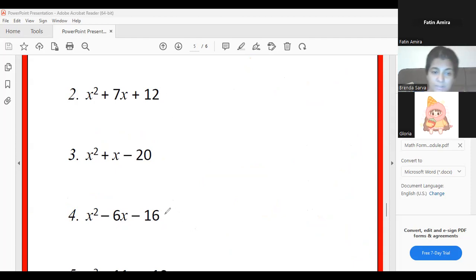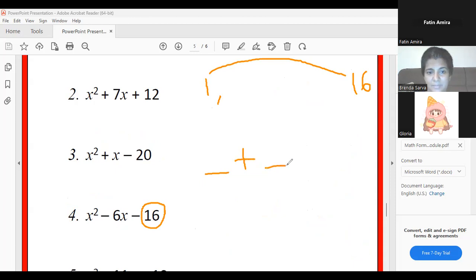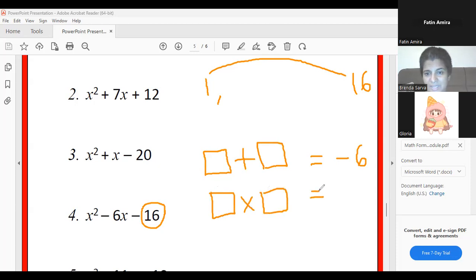So now think, what are the factors of 16? You can have 1, you can have 16. So 1 times 16, fine. Okay. So you must remember, something plus something must give me negative 6. And that same number times each other, that same factor multiplied by each other must give me negative 16.